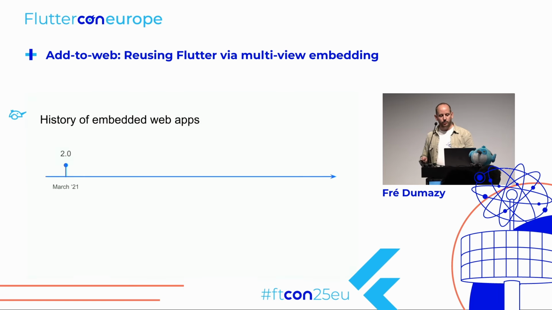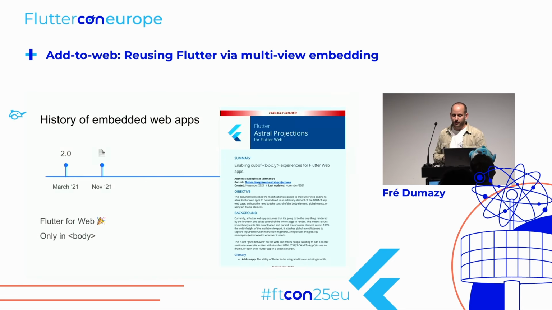The idea of embedding Flutter into different web applications isn't actually new. If we go back to March 2021, when Flutter 2.0 was released, it was the first stable release for Flutter for web. And back then, you could only run your Flutter app inside the body element of an HTML page. The team wanted to provide more flexibility on this matter. And a few months later, they published a document containing all the necessary steps to make this possible. This document was called Astral Projections for Flutter Web to enable out-of-body experiences.